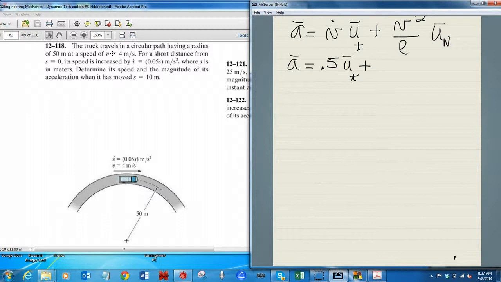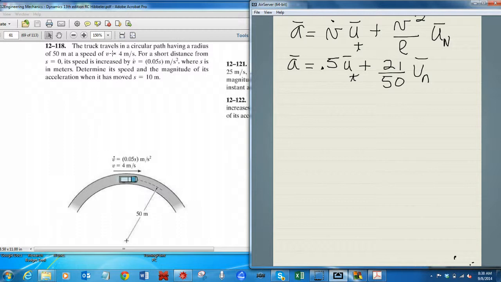Radius of curvature, they said, was 50. There we go.